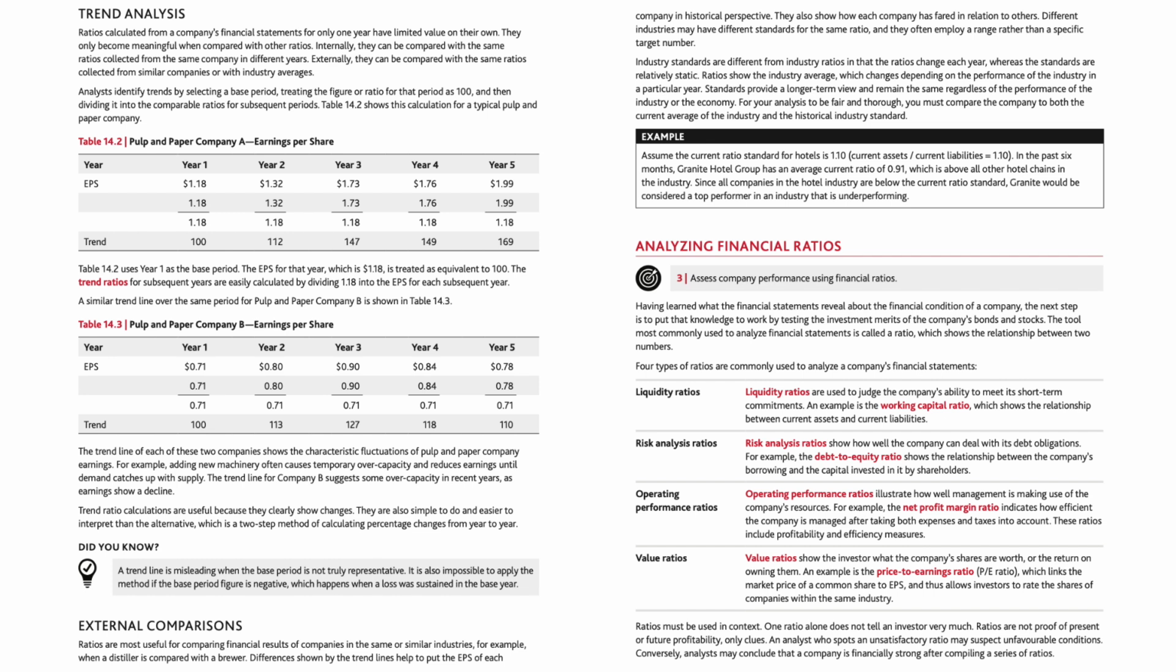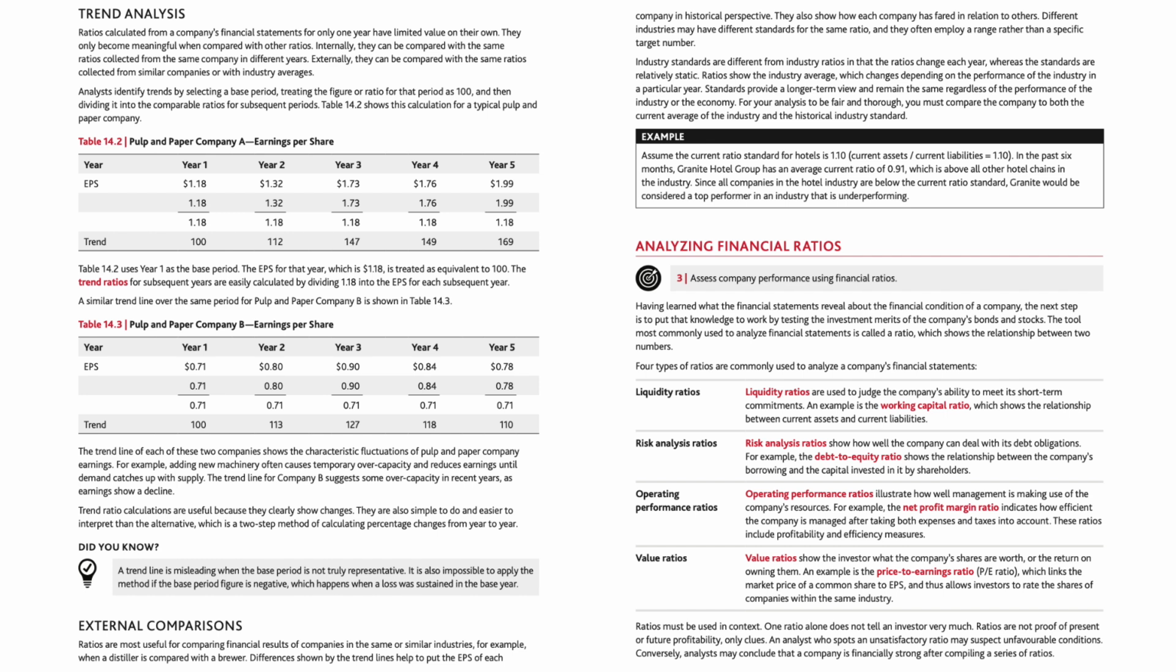Liquidity ratios. Liquidity ratios are used to judge the company's ability to meet its short-term commitments. An example is the working capital ratio, which shows the relationship between current assets and current liabilities. Risk analysis ratios. Risk analysis ratios show how well the company can deal with its debt obligations. For example, the debt-to-equity ratio shows the relationship between the company's borrowing and the capital invested in it by shareholders.